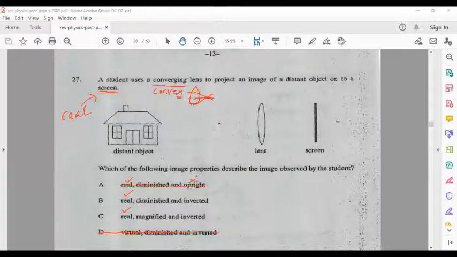Okay, and finally, if you don't remember this from doing an experiment, you might just want to jot this down and memorize this, because this is the case that you're typically going to be asked about on this paper. For a distant object, it's going to be real, it's going to be inverted, and it's going to be diminished. Diminished meaning smaller than the object, inverted meaning upside down.